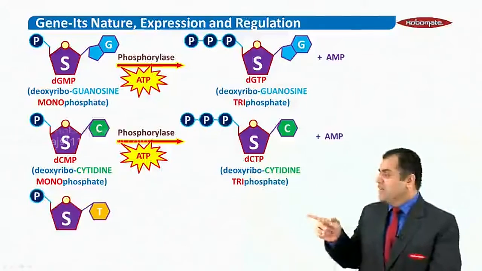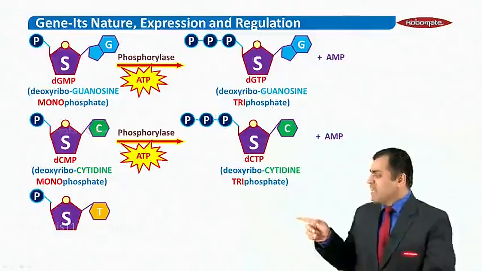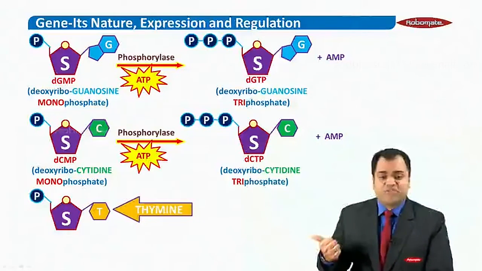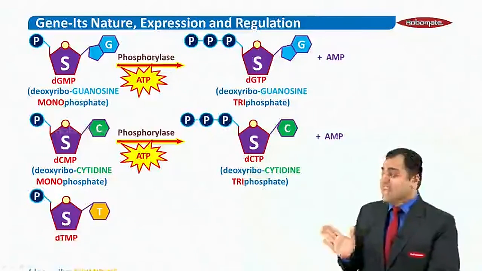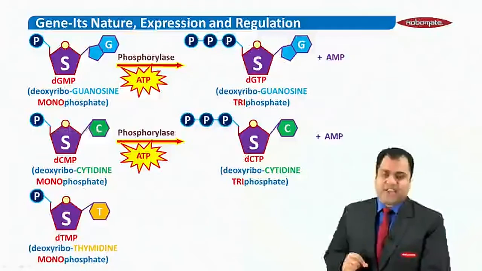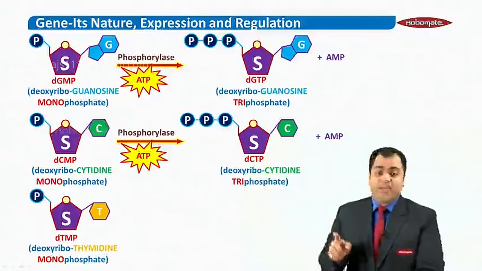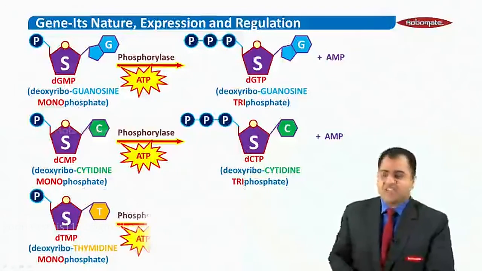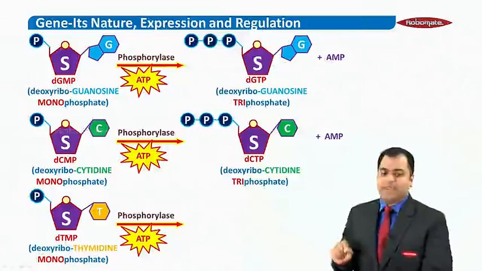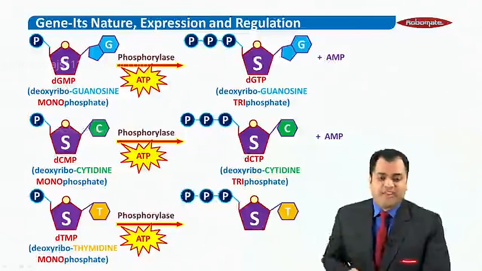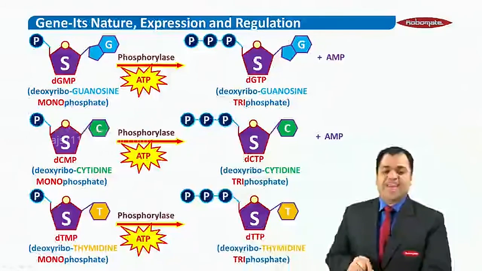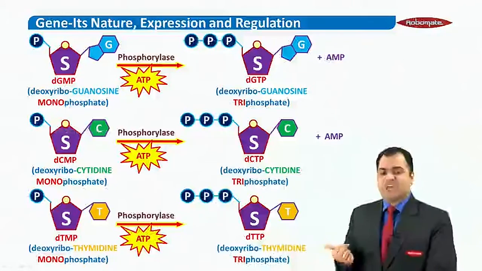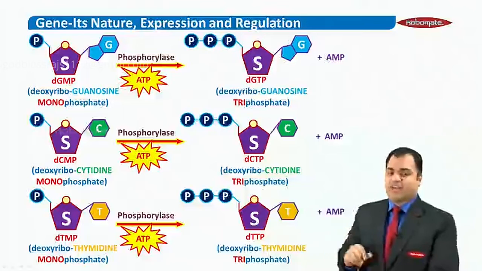Last but not least, we have another nucleotide. Which nitrogen base does it have? You guessed it correctly. It has thymine. Now, if thymine is the nitrogen base, the nucleotide can be called DTMP, and the name for this will be deoxyribothymidine monophosphate. Let me go ahead and activate it in a similar fashion using phosphorylase and ATP. And what do I get? I get a triphosphate here. And what will I call it? I'm going to call it DTTP, which stands for deoxyribothymidine triphosphate. And I get a molecule of AMP.